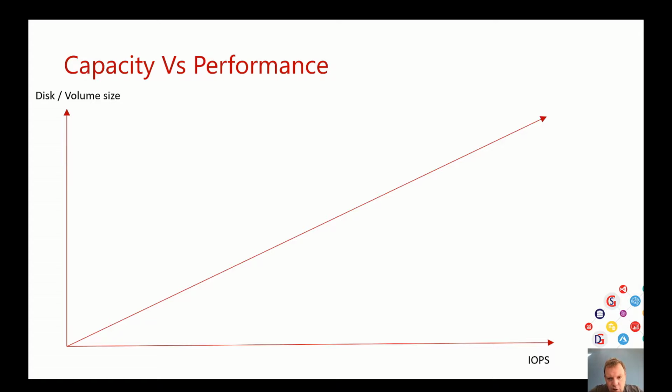Something else to consider as well, and this goes for all public cloud deployments, whether it's AWS, Google Cloud, Azure, is that you tend to get better performance the bigger the volume or the disk is that you use. Okay, so while this is good, it can mean that you're over provisioning for capacity you're not using, and obviously there's cost implications there as well.